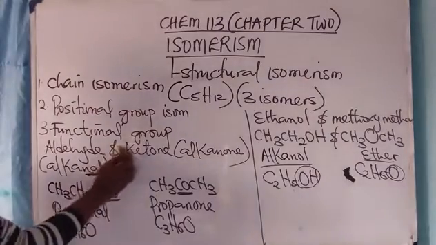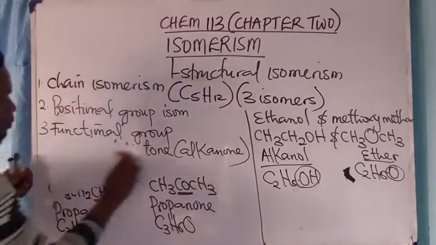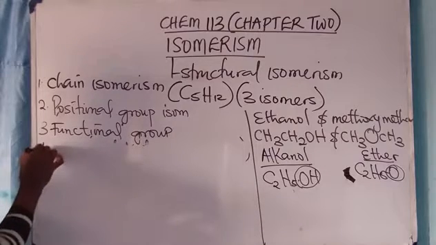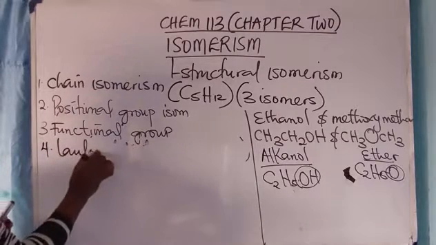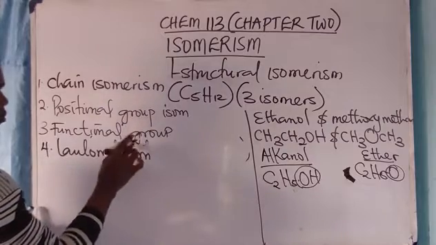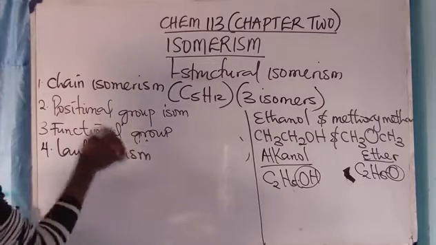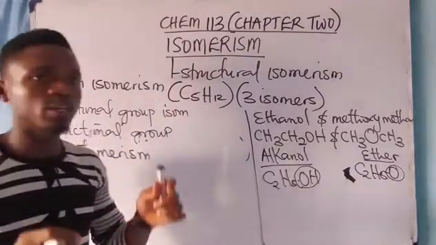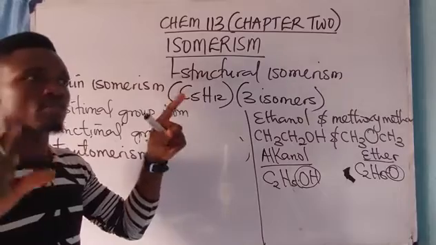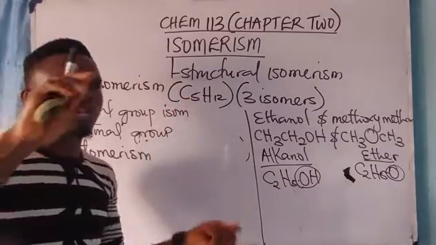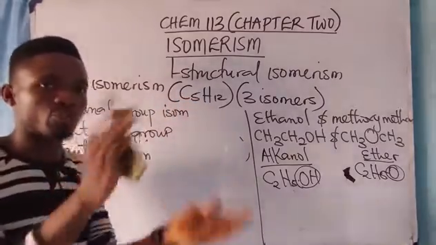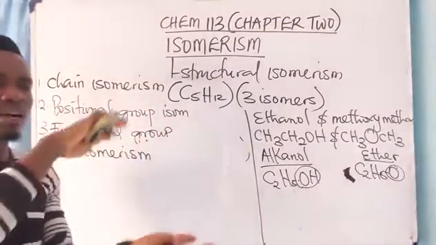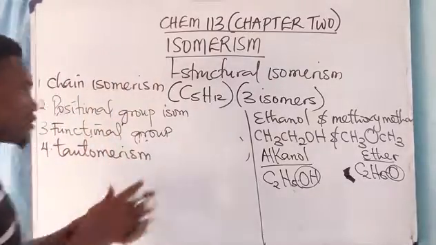Now the fourth type of isomerism is called tautomerism. Now, tautomerism is a process whereby two structural isomers can undergo a dynamic reaction. That is an equilibrium reaction. They can be interconvertible. They can be converted either of the two ways.